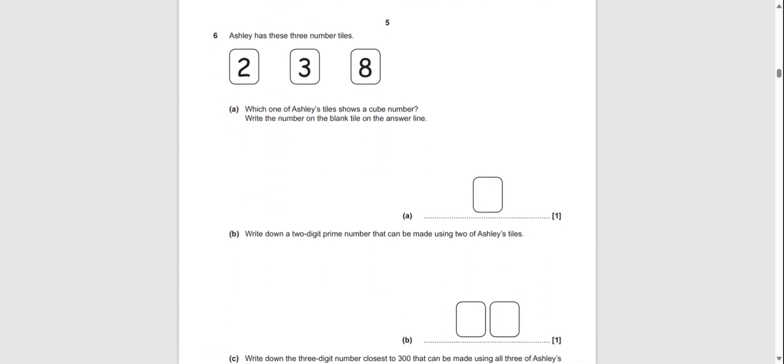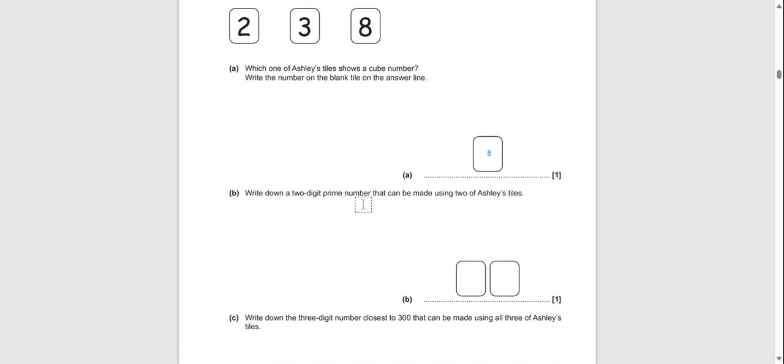Question 6. Ashley has these 3 number tiles. Which one of Ashley's tiles show a cube number? Okay, so a cube number is a number times by itself, and then again, and then again. Okay, so 1 times 1 times 1 gives me 1. So 1 is a cube number. 2 times 2 times 2 gives me 8. So 8 is a cube number, and 8's there.